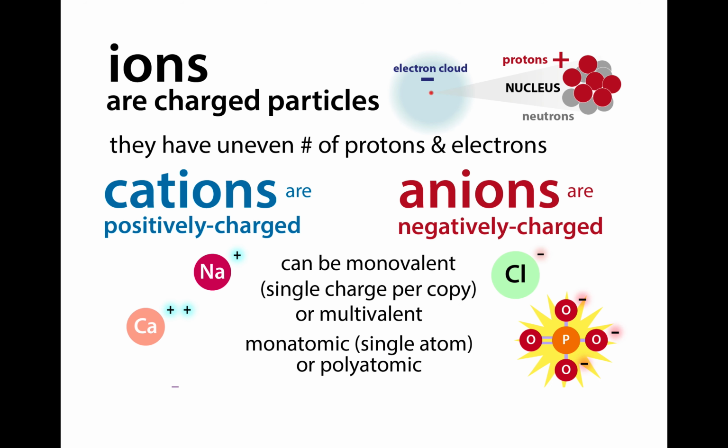Ions are just a word for charged particles, so basically they have an uneven number of protons and electrons. Before, with the radioactivity, we were talking about protons and neutrons. Now we're talking about protons and electrons. Neutrons are neutral, so they don't affect the charge, but electrons do. If you have an imbalance of electrons and protons, you get an ion. If you have fewer electrons than protons, you have a cation, which is positively charged, and an anion is when you have more electrons, so these are negatively charged.